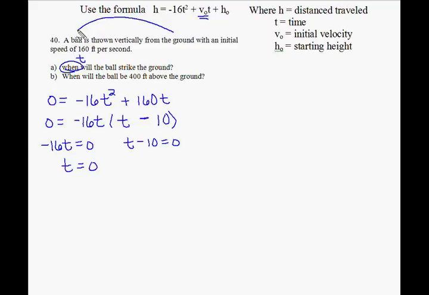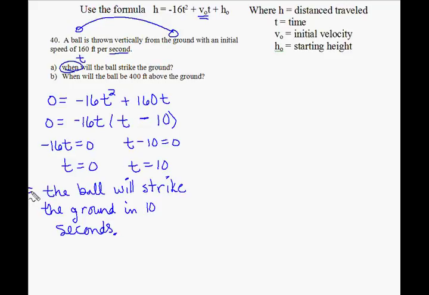But we wanted not this time that it was on the ground, but over here when it ended on the ground again a second time. So solving for t, we get that t is equal to 10. And t is given to us in seconds. So we always answer word problems with words. So the answer to part A is that the ball will strike the ground in 10 seconds.